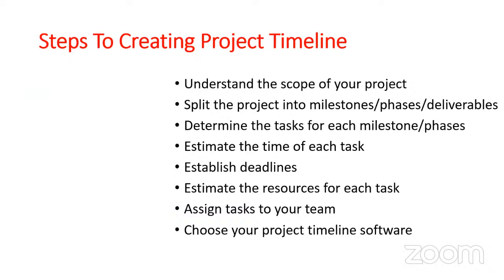Now, what are the steps to creating a project timeline? Number one, understand the scope of your project. Split the project into milestones, phases, or deliverables. Determine the tasks for each milestone and phase. Estimate the project time of each task. Establish deadlines. Estimate resources for each task. Assign tasks to your team, and then choose your project timeline software. You do have need for software, so you could use any of these things mentioned: G Suite, Zoho, Canva, Microsoft Project, any of them that would best suit you. Excel.